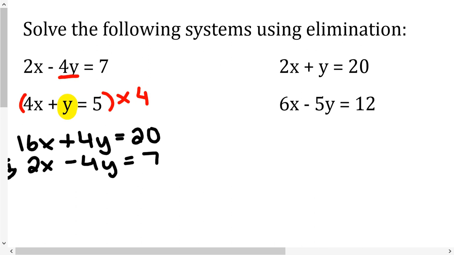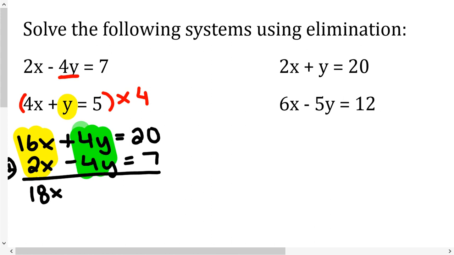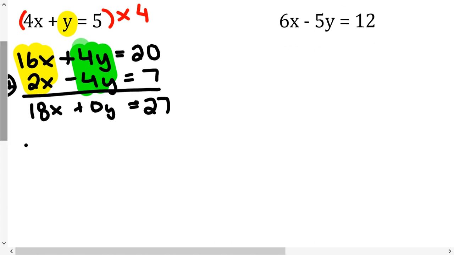And I'm going to do some addition here. Right, going down each of the columns. So the first column, 16x plus 2x, I get an 18x. The second column here, adding plus 4y to minus 4y, right? This is going to be the same thing as before. This turns into a 0, right? A 0y. And then on the right side of the equal sign, 20 plus 7, I get a 27. So my equation looks like 18x equals 27.